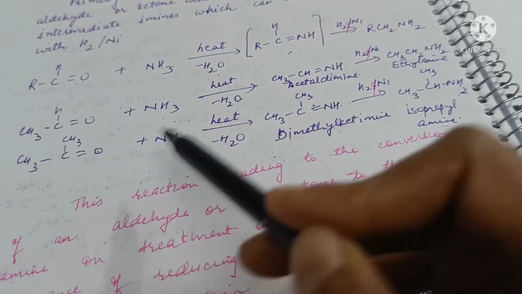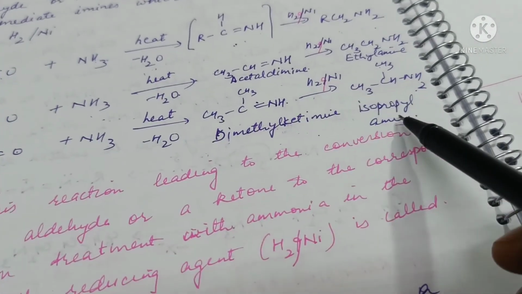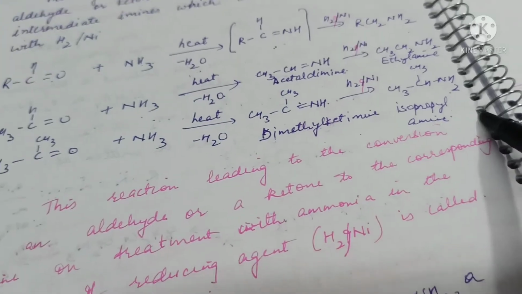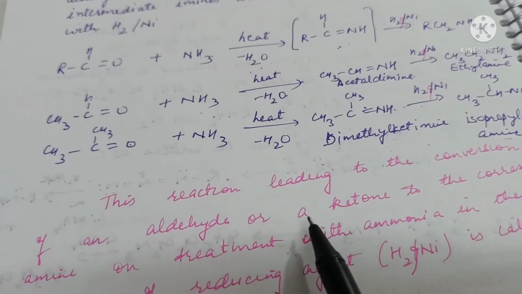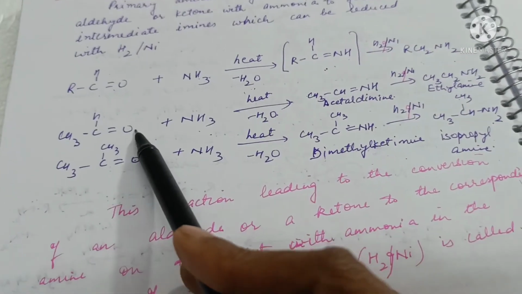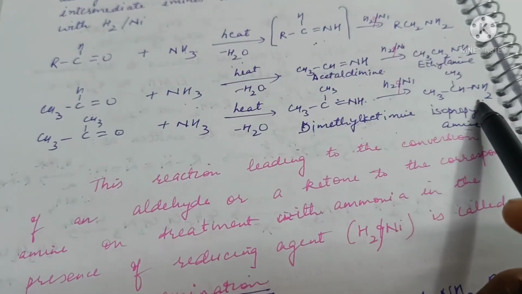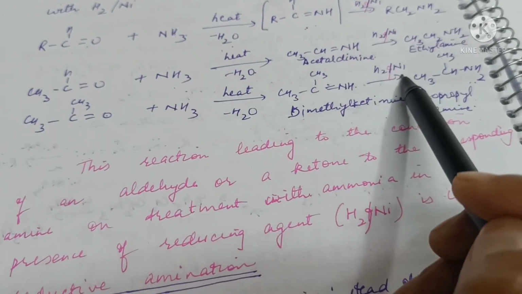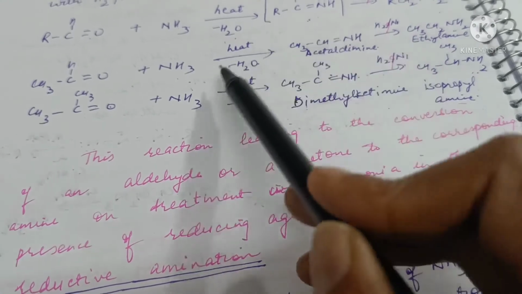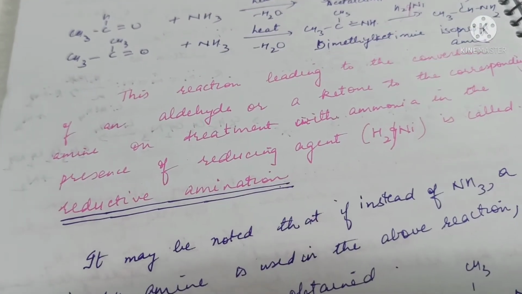Similarly, acetone will form dimethylketimine, which on reduction will form isopropyl amine. This reaction is the conversion of aldehyde or ketone to the corresponding amine by reaction with ammonia and then reduction. So it is called reductive amination.